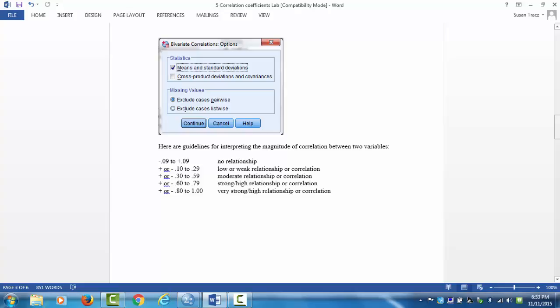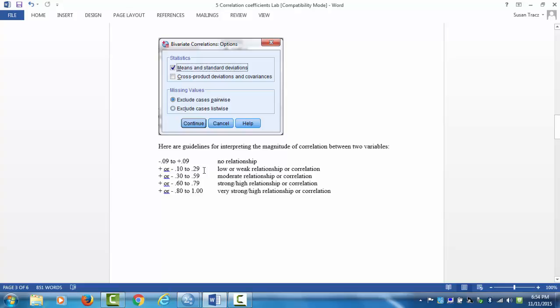And in terms of magnitude, I've given just some general guidelines here. Correlation coefficients range between -1 and +1. The closer the correlation is to 0, the weaker the relationship. The closer it is to 1, either +1 or -1, the stronger the relationship. So roughly, if our correlation coefficient is from -0.91 to +0.91, we can say there's no relationship.